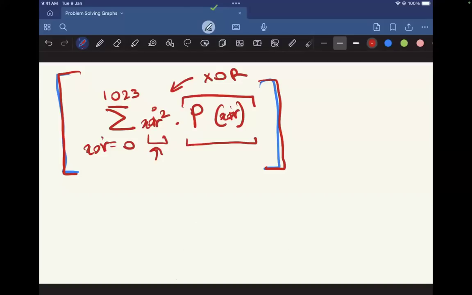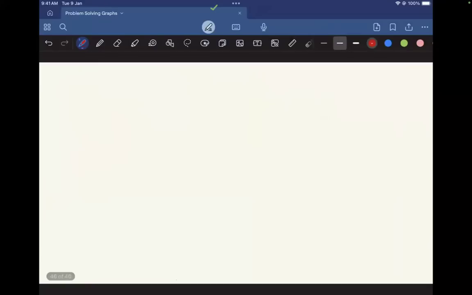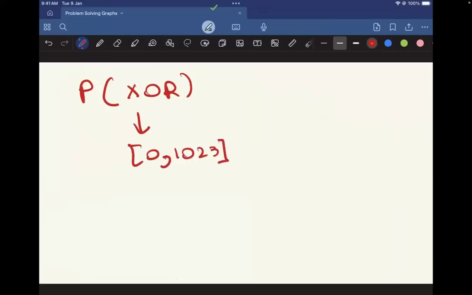Now, if this much is clear, we need to calculate the probability of XOR for each XOR. If we are successfully able to calculate this, we can calculate this entire summation. Yes or no, guys? For each XOR, if we can calculate the probability, we can just find the answer. So our goal for the entire problem has now deduced to: I need to calculate the probability of XOR for all XOR from 0 to 1023. Yes or no? For each XOR, I want to calculate its probability.